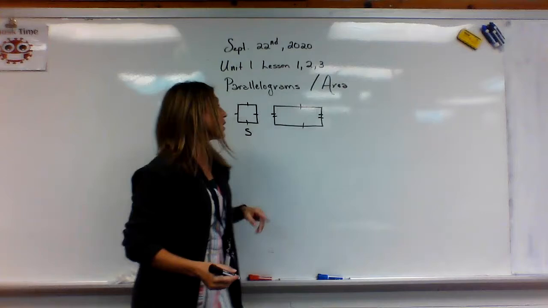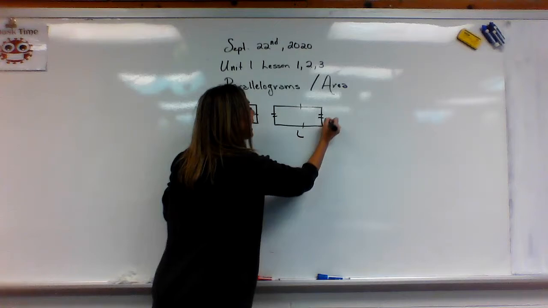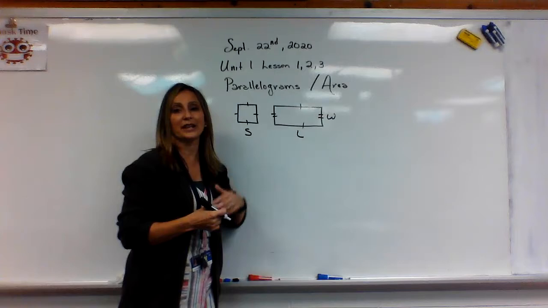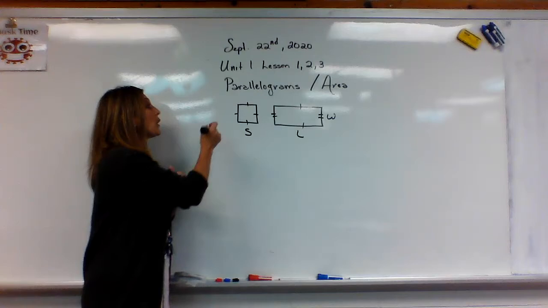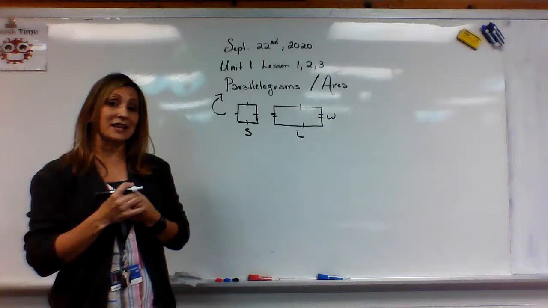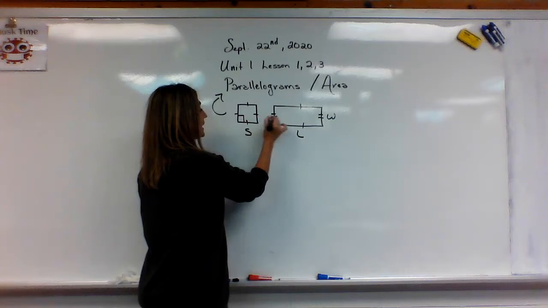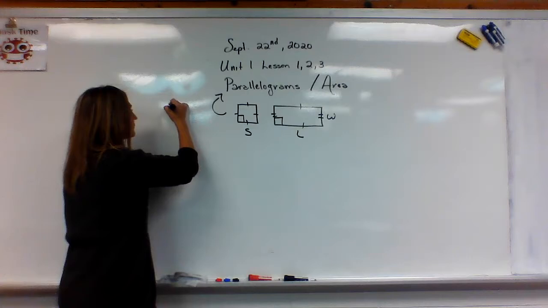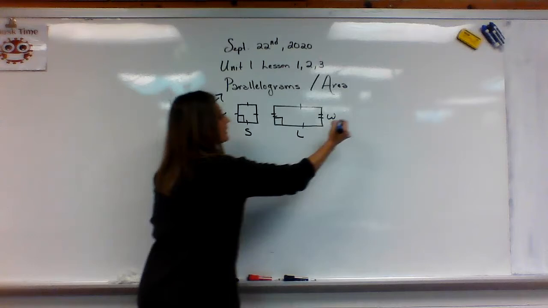We know that we use an S to describe the side of a square, but we use L and W to describe the sides of a rectangle, with length and width. And this information is going to help us when we think about parallelograms. So I want to go back and revisit the things that we talked about. We know that a square and a rectangle have 90 degree angles. And we can actually find the perimeter and the area of these figures based on information that we see in their shape.